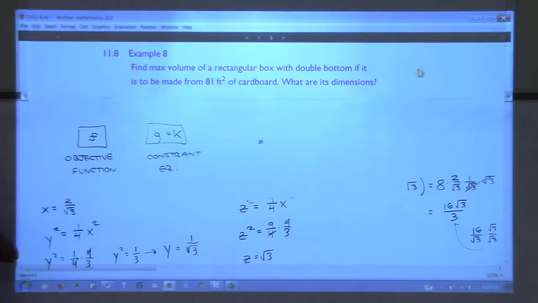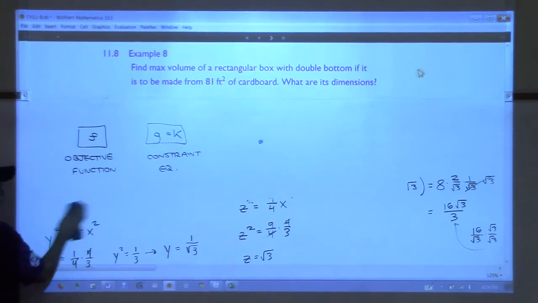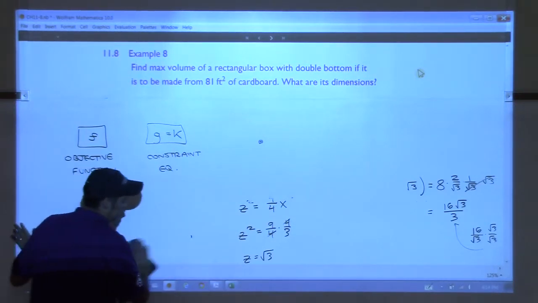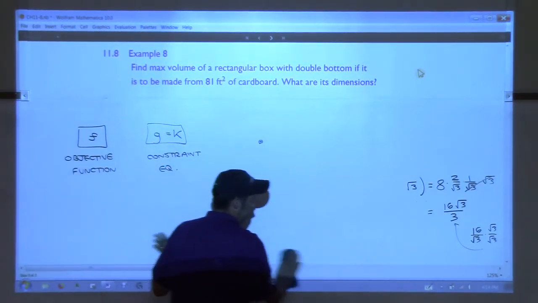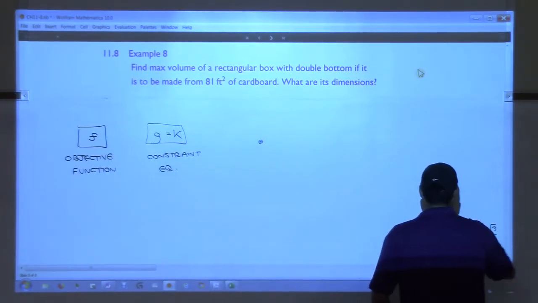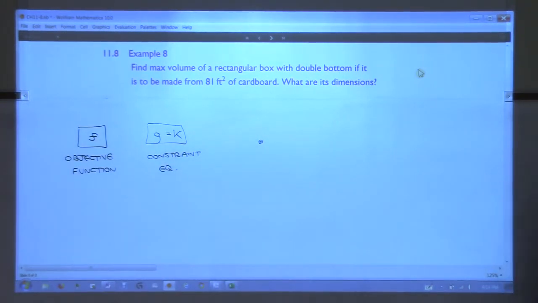On this problem, can you come up with the objective function and the constraint? Let's not go through all the work, but let's just see if we can set it up. So find the maximum volume of a rectangular box with double bottom if it is to be made from 81 square feet of cardboard. Two bottoms of the same size, so you're doubling it up, I guess, for reinforcement.